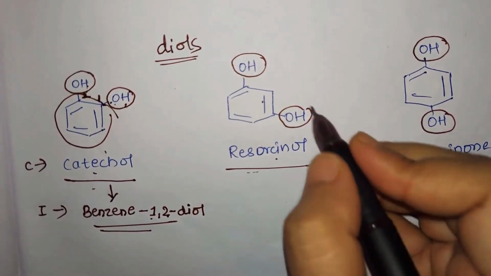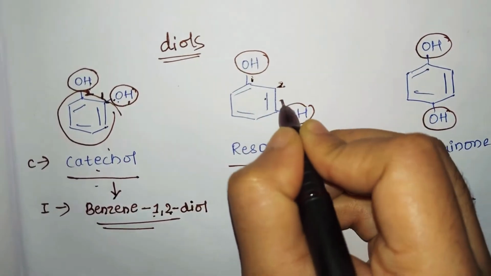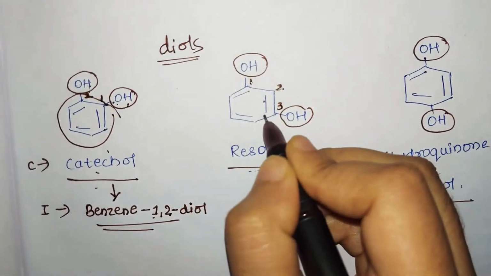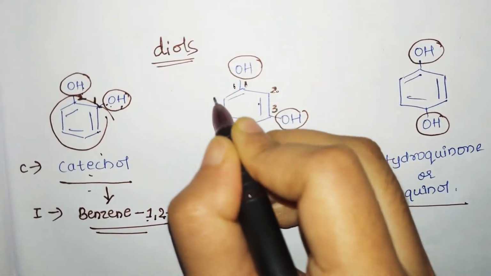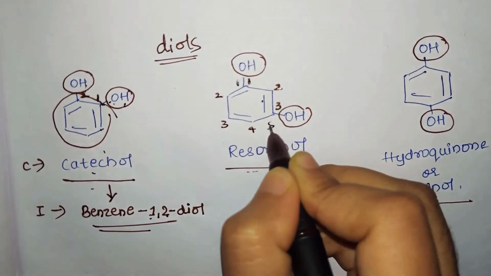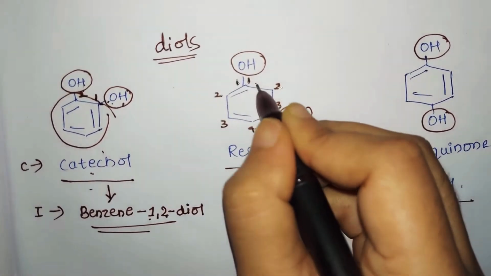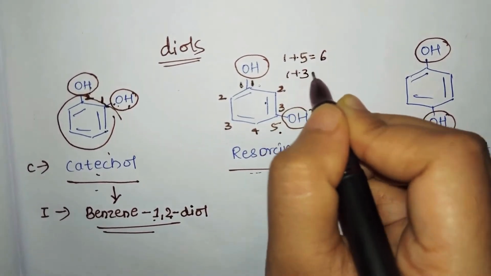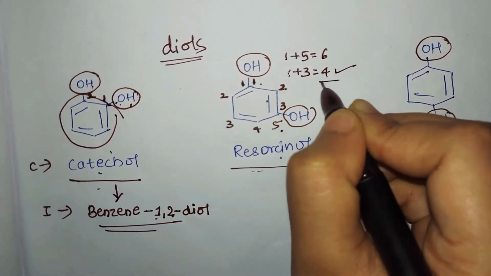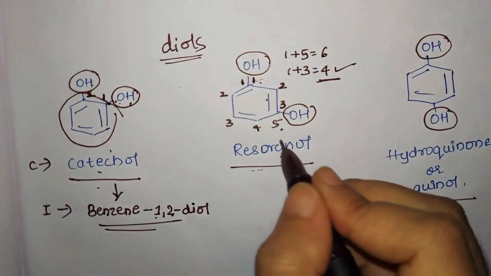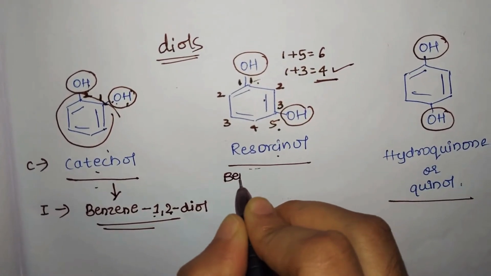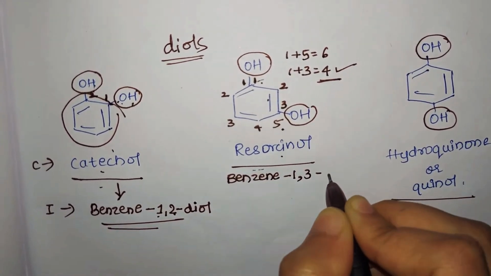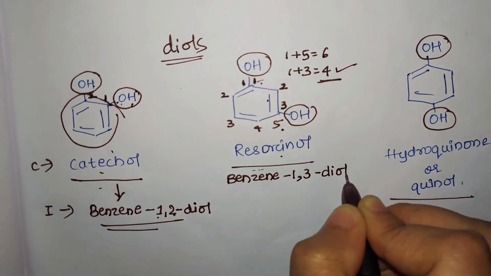We'll go with the next one. We'll number it in such a way that they get the lowest possible number. So when you number it in clockwise, it gets the position 1 and 3. Whereas when you number it in anti-clockwise direction, it gets position 1 and 5. So which is the smallest? 1 and 3. So consider 1 plus 3 is equal to 4, 1 plus 5 is equal to 6. 4 is the smallest. So we consider the position 1 and 3. So what will be the IUPAC name here? Parent name as it is, that is benzene 1 comma 3 diol. Why? Because there are two OH groups.